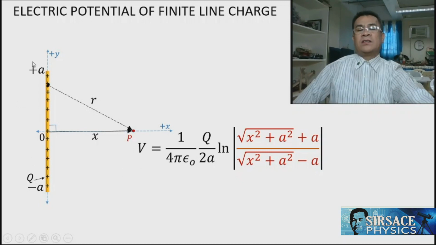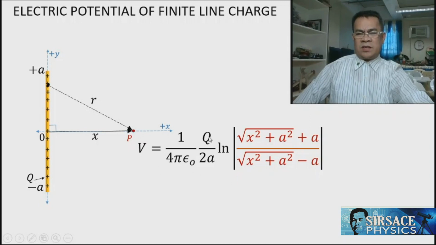For example, the length of the wire is 15. So what is a? 15 divided by 2 is 7.5. So therefore, 2 times 7.5. We need a because this is one half of the length. So if x is given and you want to know how much is the potential at that point, then substitute it. Then this is the result.